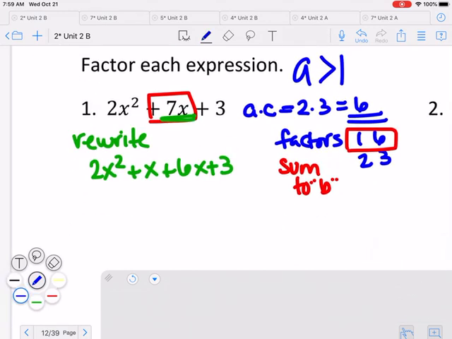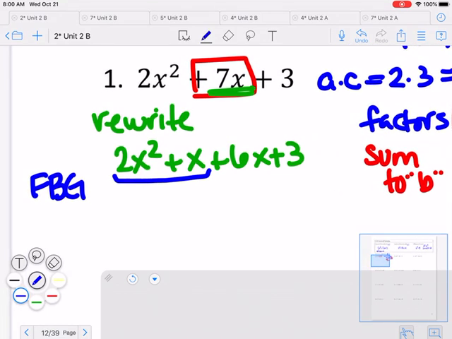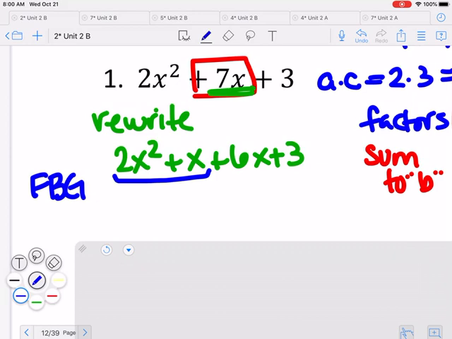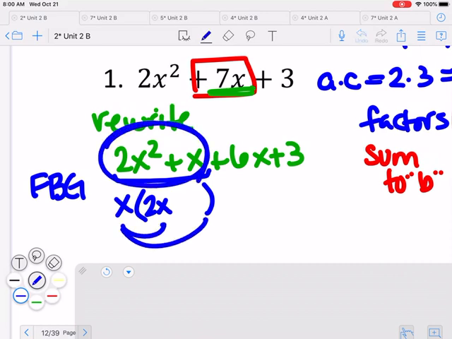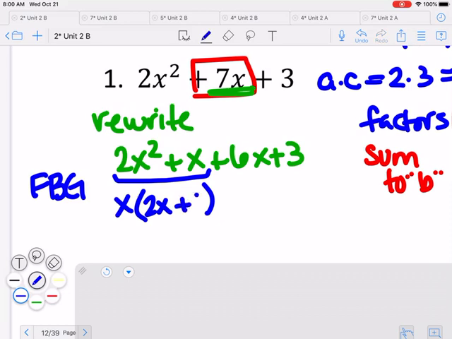And then from here, we factor by grouping, FBG. Factor by grouping is where I take the first two and factor out whatever I can, the GCF, greatest common factor. See how they both have an x? So I can factor out the x. I'm undistributing. It's like the distributive property in reverse. So now I'm thinking, x times what is 2x squared? 2x. Because after I distribute this, I should get this. So we're undistributing. And x times 1 is x.